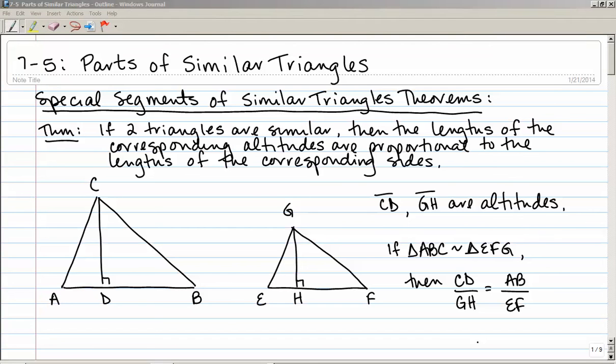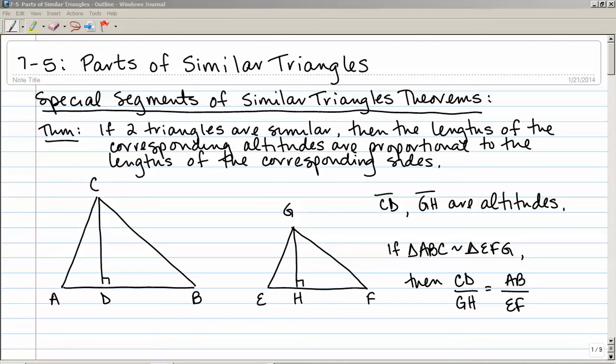Section 7.5 is on parts of similar triangles. So we have special segments in similar triangles, and we have three theorems that relate to that. Remember when we talked about special segments, I believe it was back in chapter 5, we talked about perpendicular bisectors, angle bisectors, medians, and altitudes. And we're going to be talking about three of those today, and I'll review what each one is.